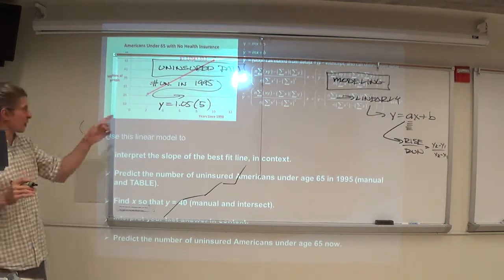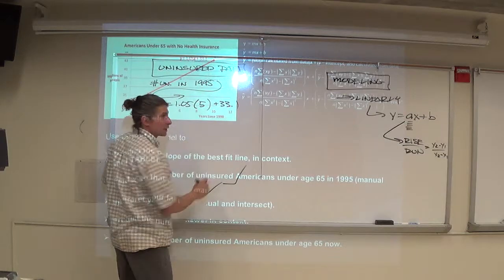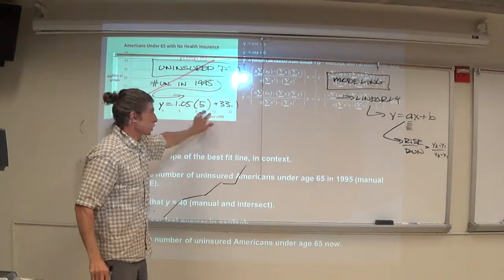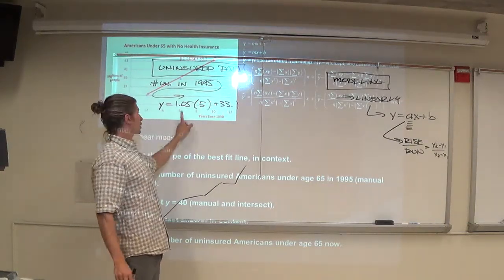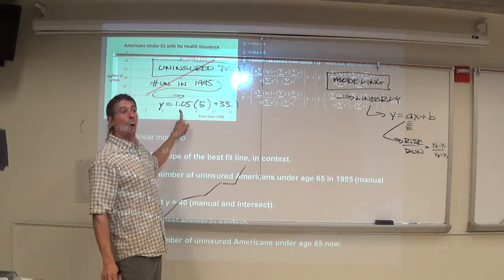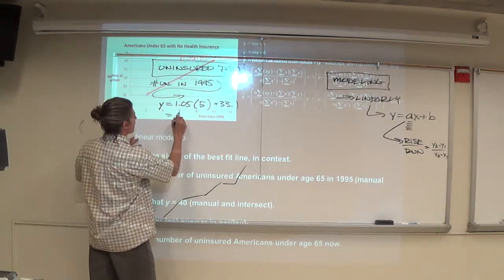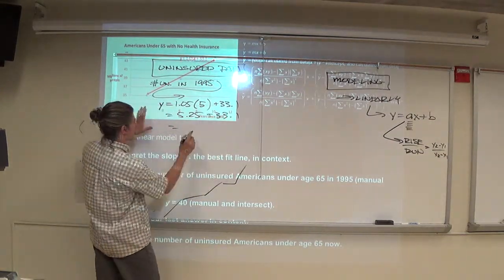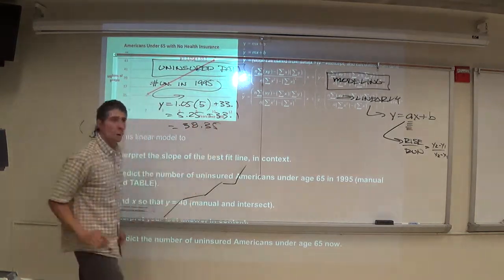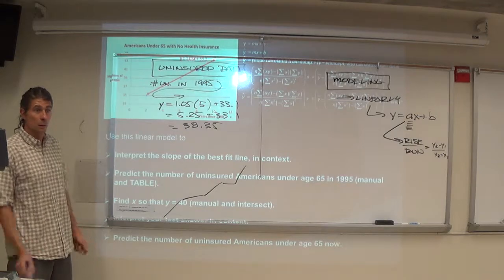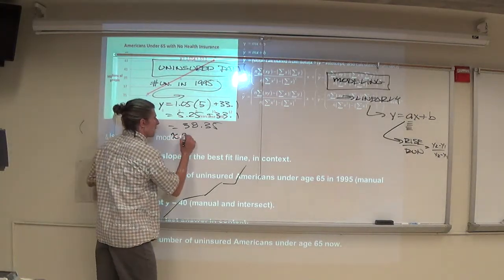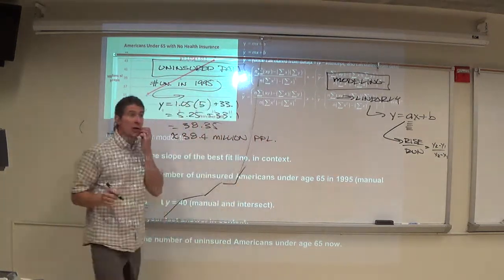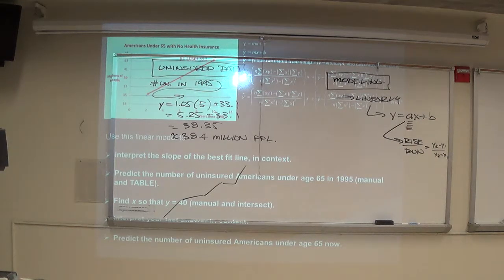In 1990, it's thought that there were 33.1 million uninsured Americans, and each additional year after that, we picked up 1.05 more. And that's what this is showing you, yes? We start here, and each additional year picks up 1.05 more million people. There, excellent. So what's that, 5.25, yes? Check my math on this. Yes. 33.1, that's going to be 38.35, there we go. Make sense? So roughly 38.4 million people are uninsured under age 65 in 1995.